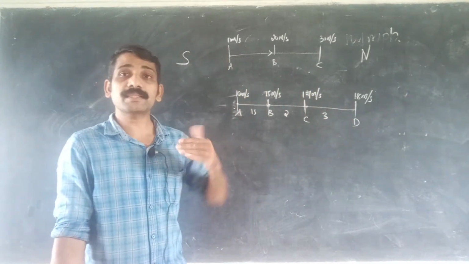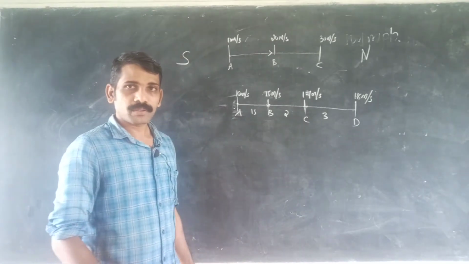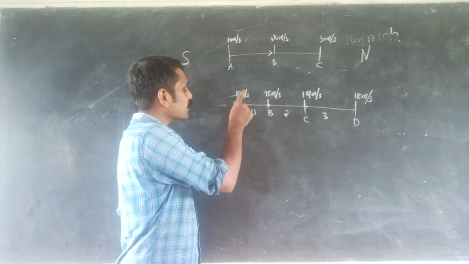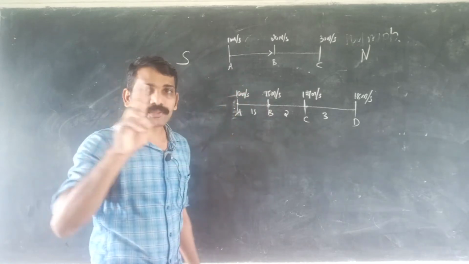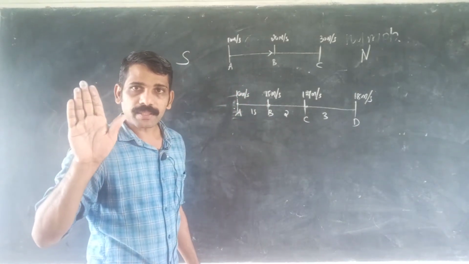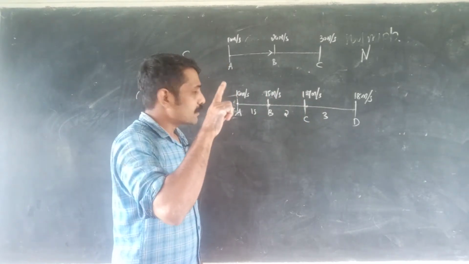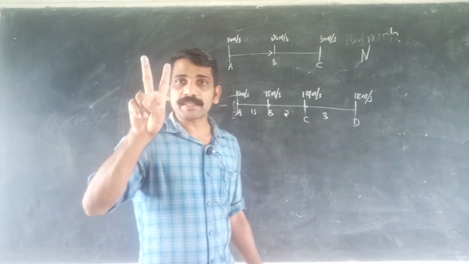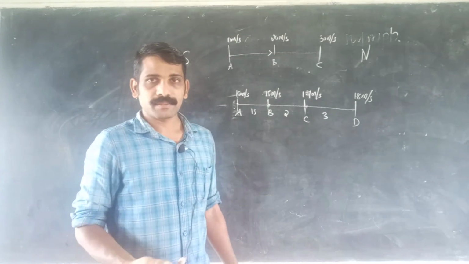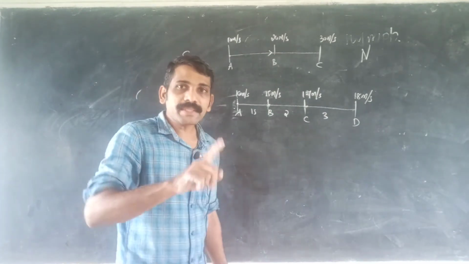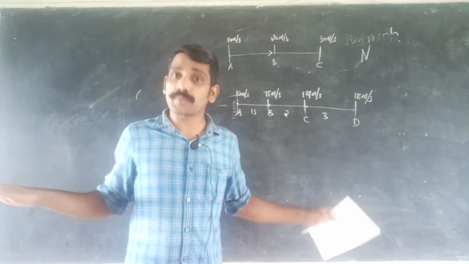Here the change is not uniform. The change is not the same. First, when the object is moving from A to B, what is the change? 10 to 15, that is 5. When the object is moving from B to C, what is the change? 15 to 17, that is 2. When the object is moving from 17 to 18, what is the change? 1. So here the change is not uniform.